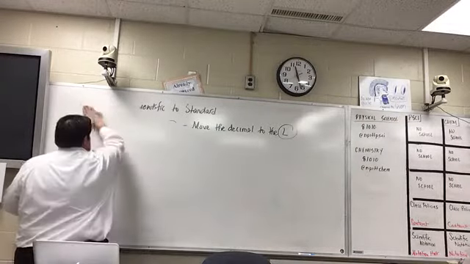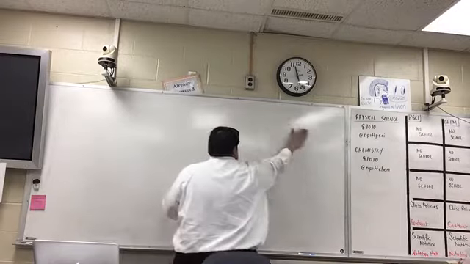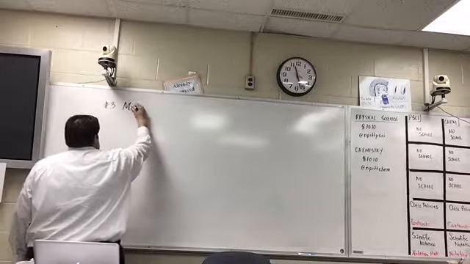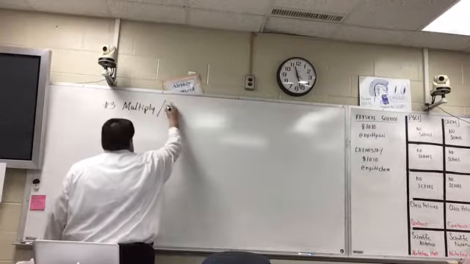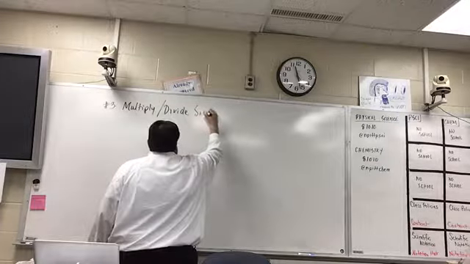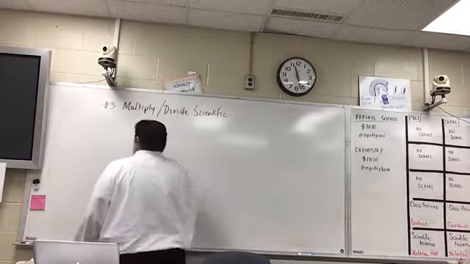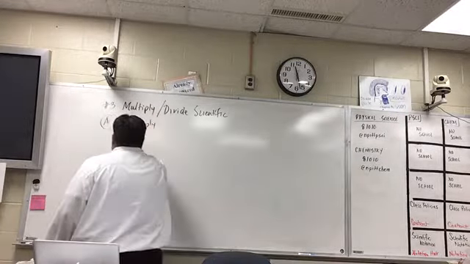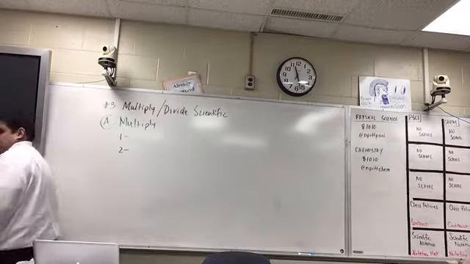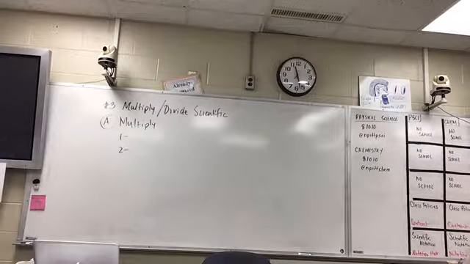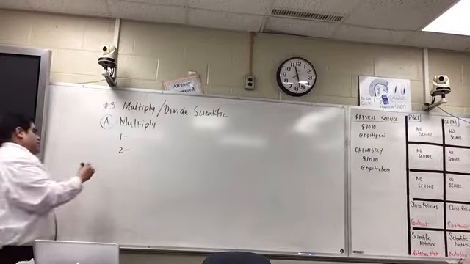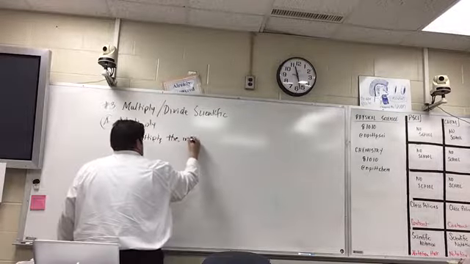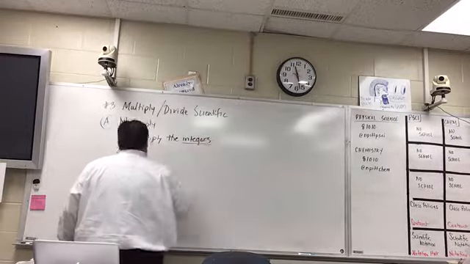Let's go to number 3. Number 3, multiplying and dividing scientific notation. Let's start off with multiply. There are 2 things you got to do when you multiply scientific notation. Number 1 is you got to multiply. Duh. Multiply the integers, specifically. You're going to multiply the integers.